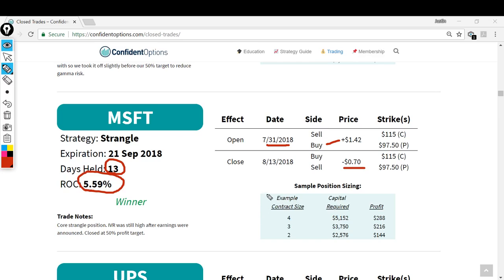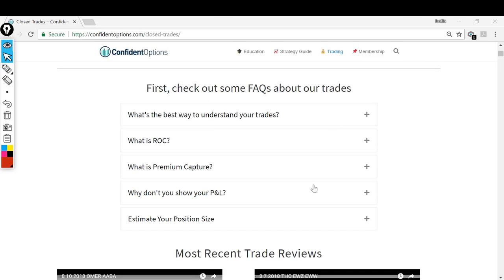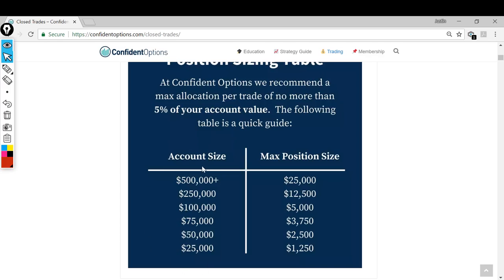We've started including some sample position sizing at the bottom here, and this correlates right along with a new table that I added above. So if you scroll up here on the closed trade tab, you'll see our FAQs. We basically collected all the comments and questions that we've gotten and put them at the top to help you guys understand how we display our trades. If you go to estimate your position size and click on that box, we've included a position sizing table. You take your account size here on the left, and we recommend no more than 5% of your account value on any single position.